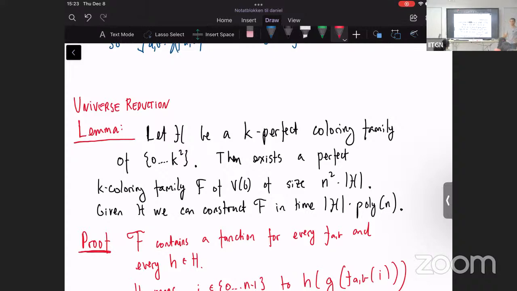Yeah, so it's a universe reduction. We're reducing the task of constructing a k coloring family for small sets in a large universe to constructing k coloring families for the same size sets in a much smaller universe, one of size at most k squared. If you're familiar with kernelization, it's kind of like kernelization for k perfect coloring family construction.